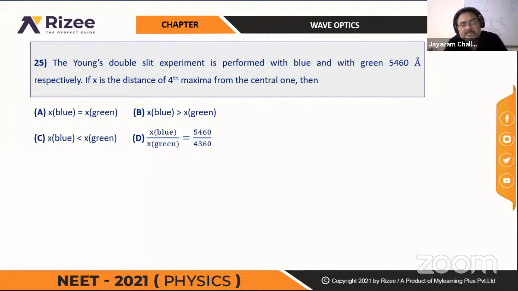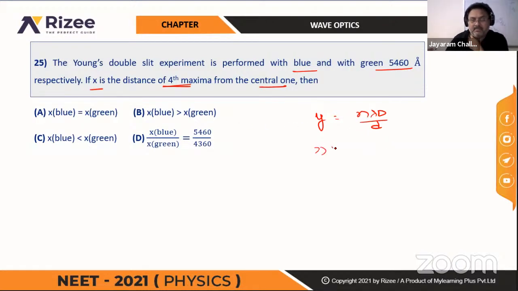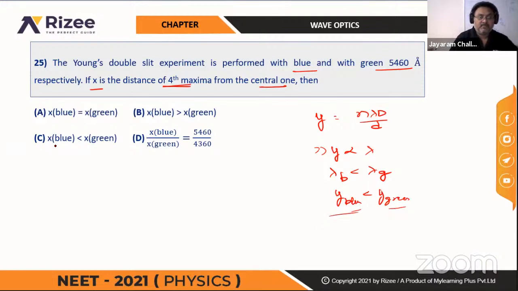Young's double slit experiment is performed with a blue light and a green light. Green light value he has given, blue light is not given, but we can have it, no problem. If x is the distance of the fourth maxima from the central one, then he is asking what. So y is equal to n into lambda into capital D by small d. Distance x I have taken as y. So from here y is proportional to lambda. N, D, all of them are constants. So from this relation you can say that lambda of the blue is less than lambda of the green. So y of the blue is less than y of the green. So this is your situation. So that is x of the blue, instead of x we have taken it as y.